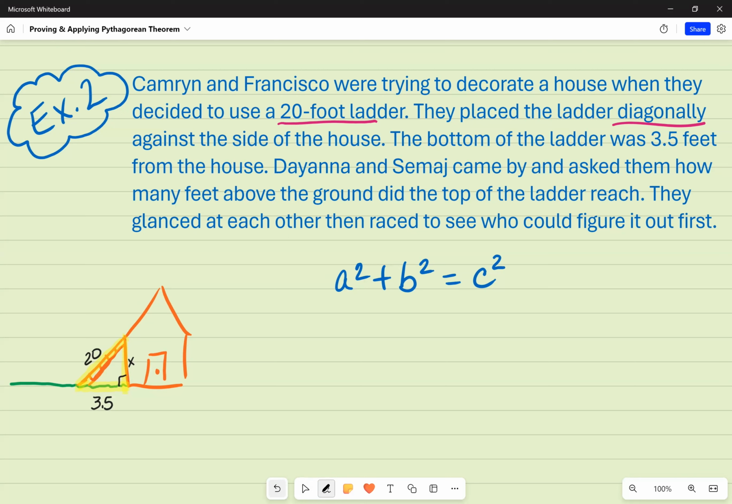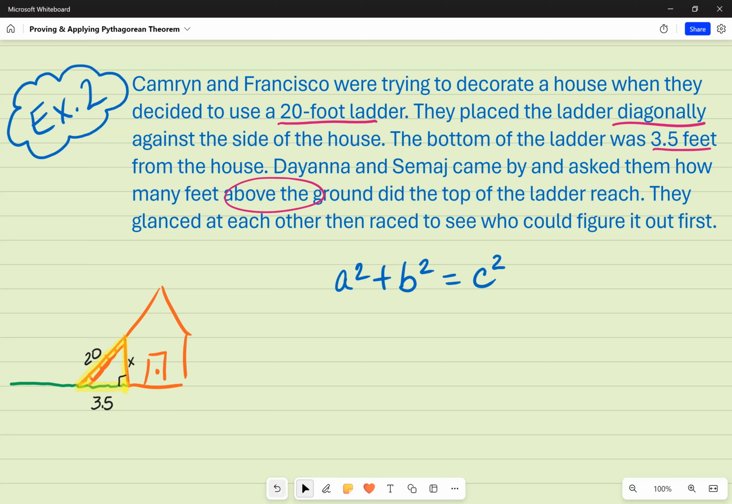Then we're given more information. It says the bottom of the ladder was 3.5 feet from the house. So the bottom of the ladder and the house, that's horizontal. So that has to be on the ground, not the ladder itself, but just the bottom of it. And when Diana and Samaj came by, they wanted to know how many feet above the ground. So if this is the ground, they want to know how far above. Well, we're going up and down. That's vertical, so we're looking for that leg that's vertical.